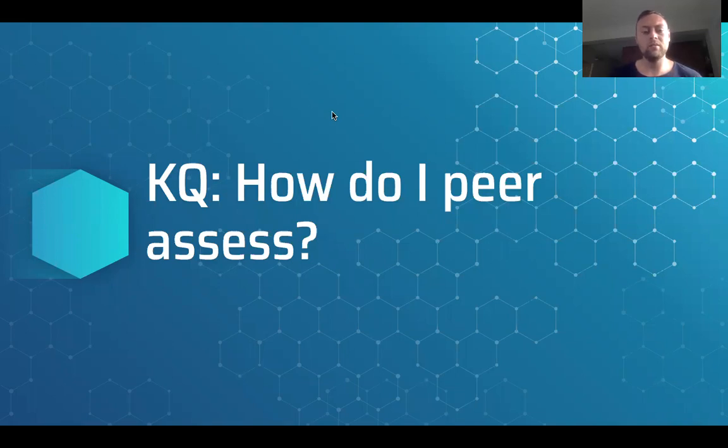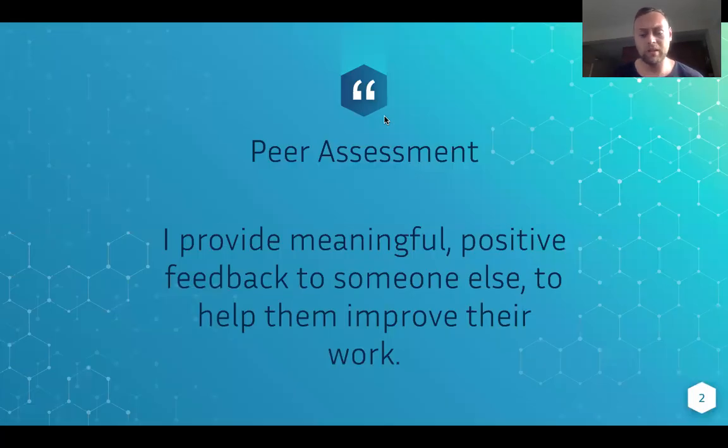Today what we're going to do is look at how we peer assess work. So our key question is, how do I peer assess? Now you're probably thinking, what does peer assessment mean? So I'm going to tell you. Peer assessment is when I provide meaningful, positive feedback to somebody else to help them improve their work. So I can give them lots of advice on what they've done well, and I can say, hey, you might need to have a look at this again, or could you do this to help improve your work? So peer assessment is when we give advice to somebody else.